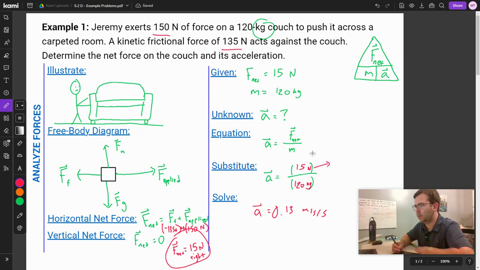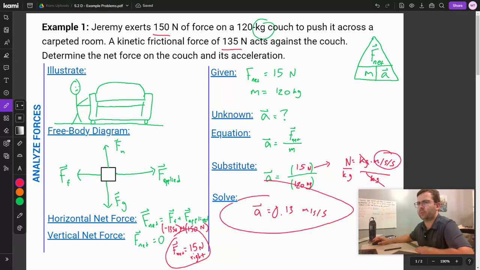Remember that a newton is a kilogram times meter per second per second. So when you're taking newtons and you divide it by kilograms, the kilograms cancel out and all you're left with is meters per second per second, which is what I have down here. So that's our first example.